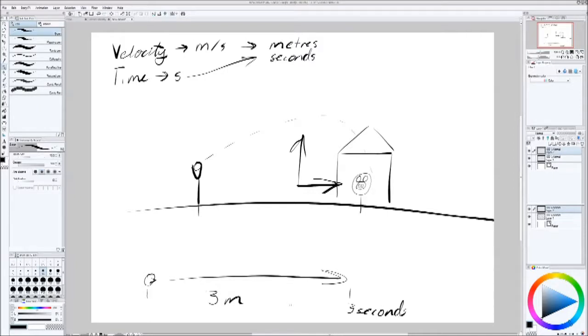So that means we can figure out what the velocity is, because it is just the number of meters divided by the number of seconds. So here, in this case, we get 3 meters divided by 3 seconds, which is equal to 1 meter per second. So now we've got distance, and we've got velocity.